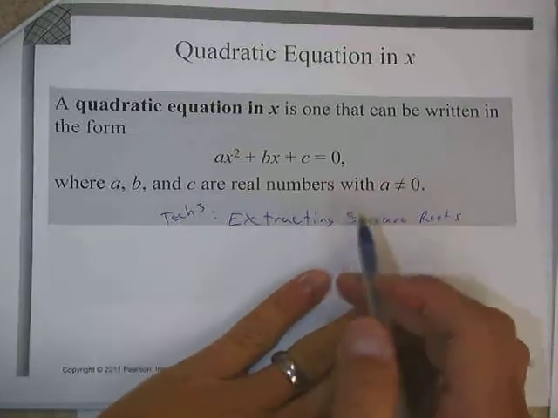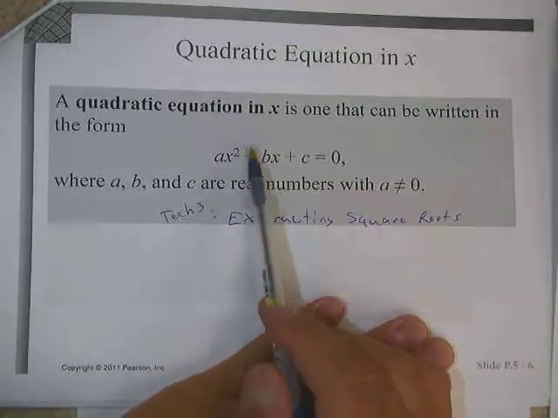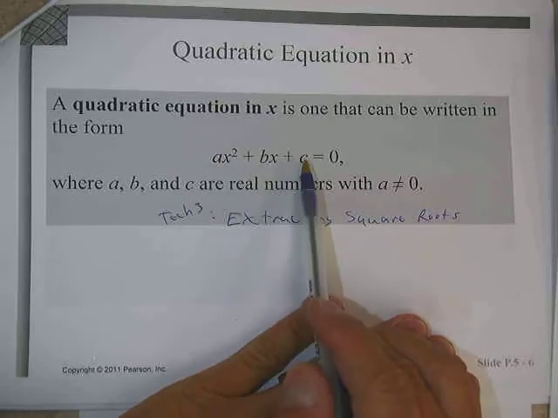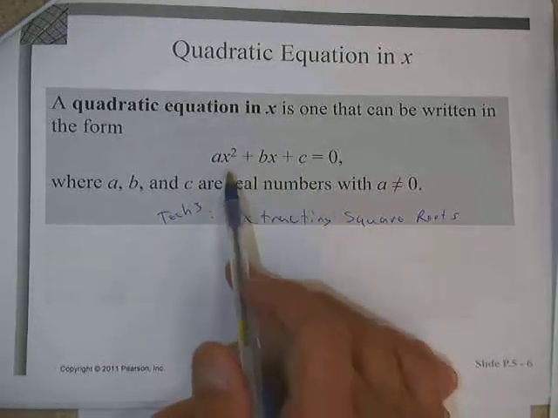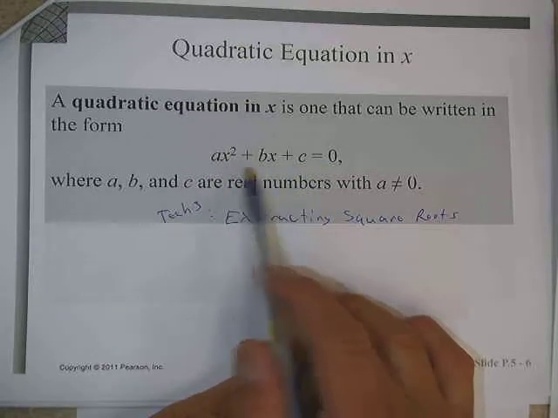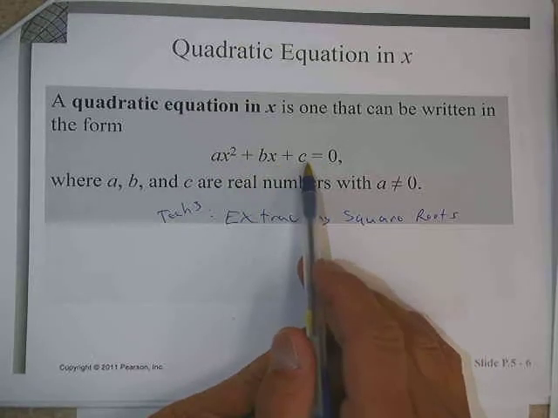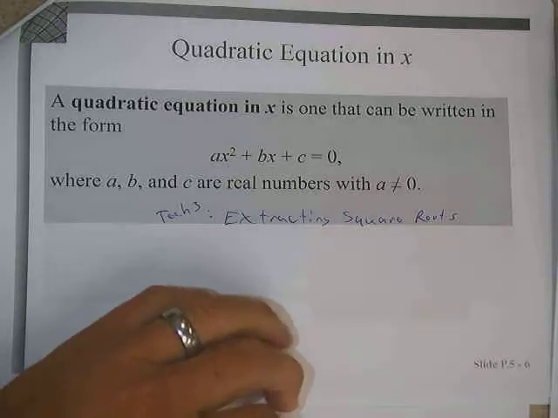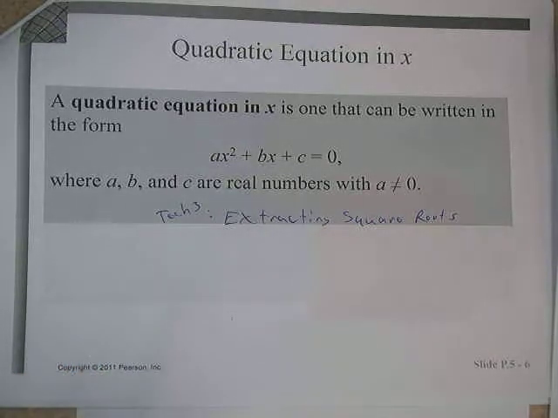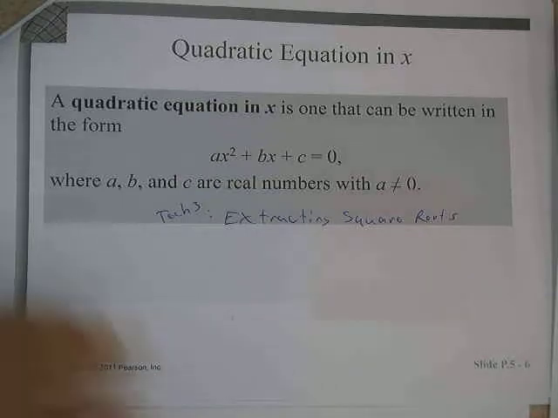So for technique number 3, first I want to illustrate the definition of a quadratic equation. Okay, we had a definition of a linear equation earlier. So now, like I said, primarily today we're going to be working with quadratics: ax squared plus bx plus c equals 0. We've discussed already how to solve that using graphing and factoring, and now we're going to use another technique which we call extracting square roots.